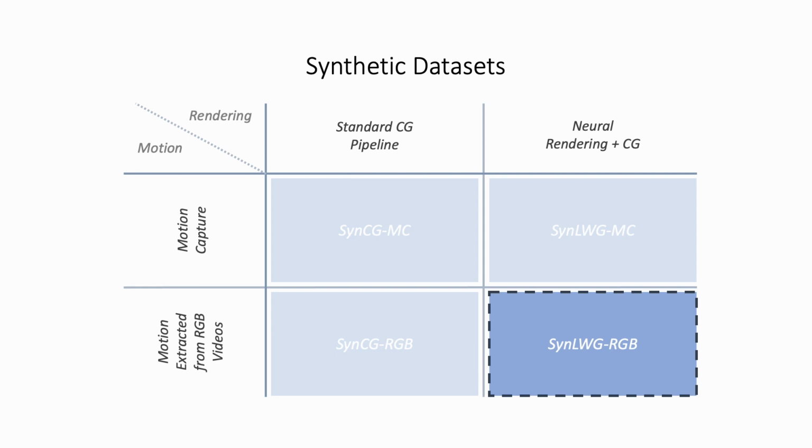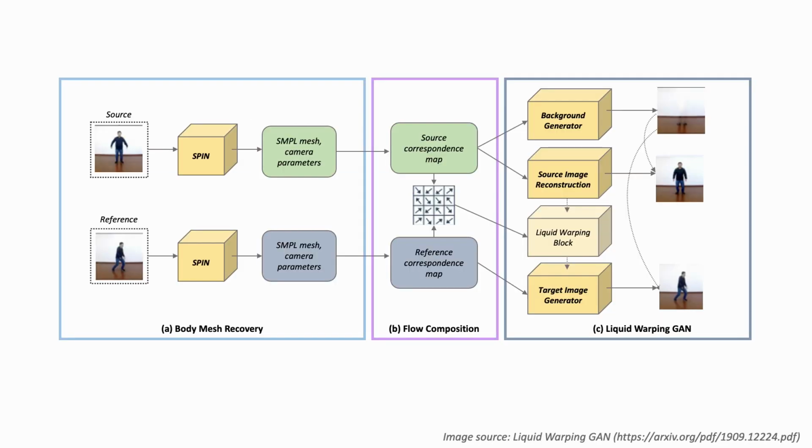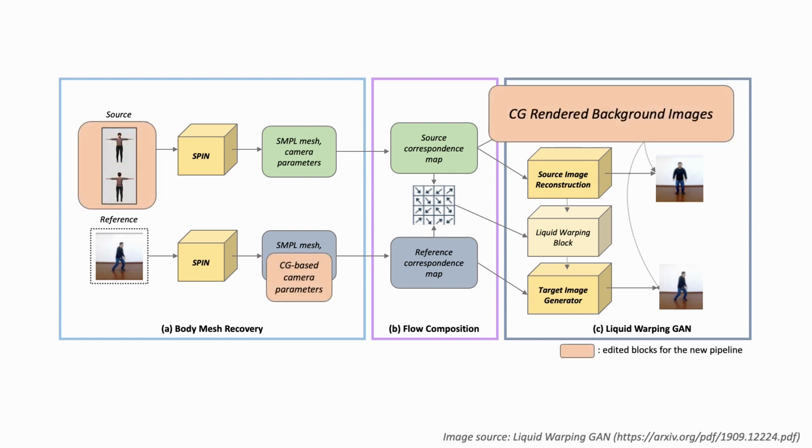We also generated a dataset that utilizes trained models for extracting motions and for rendering, called synthetic LWG-RGB. The LWG in synthetic LWG-RGB refers to the Liquid Warping GAN model, which is the GAN model designed for motion imitation given the reference motion video and input source image for appearance transfer. From the original pipeline, we modified the background to be the CG rendered background to match the CG generated datasets. The source images were generated from the CG pipeline, where we rendered the front and back images of the avatars.